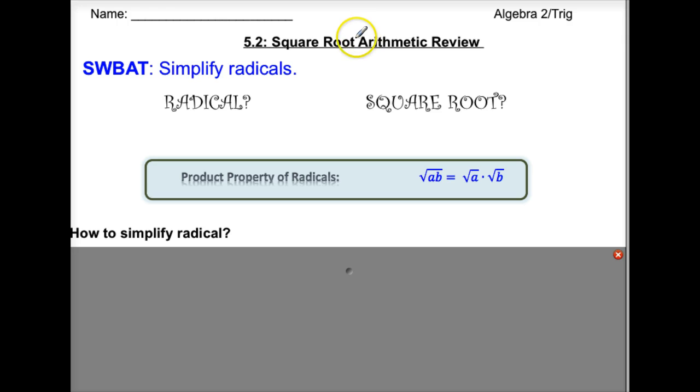5.2 Square Root Arithmetic Review, which is just simplifying radicals. So our objective today is that students will be able to simplify radicals.